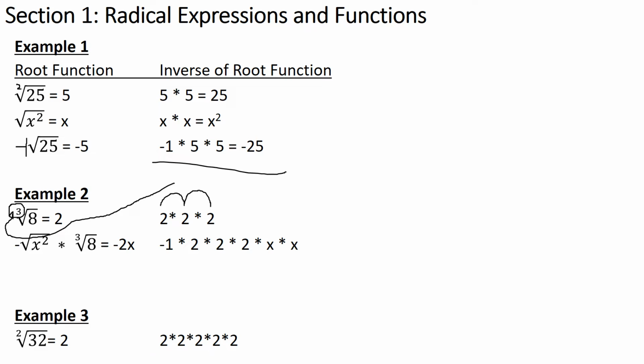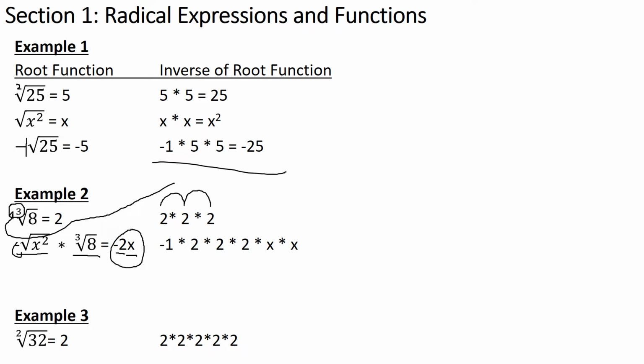The other thing we can do, we can multiply these separate components. Negative square root of x squared times the cube root of 8. Well, the square root of x squared is x. And then the cube root of 8 is 2. But there's a negative on the outside here, so that makes it negative 2x.